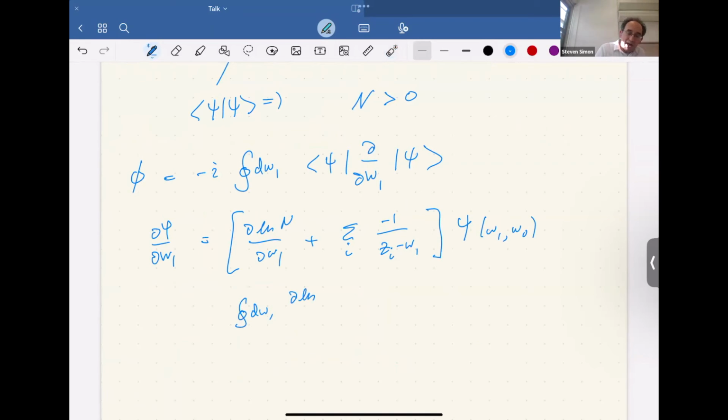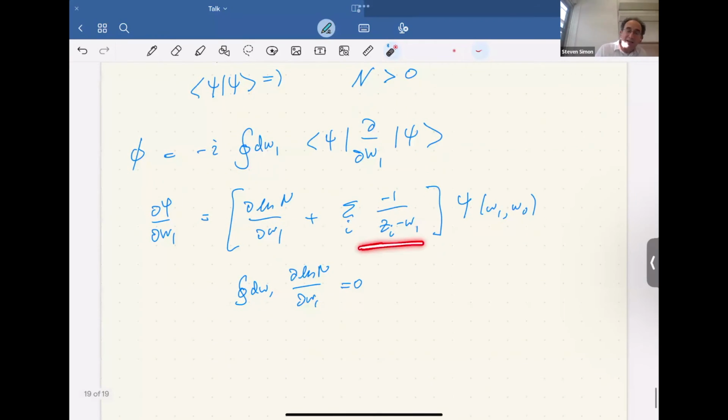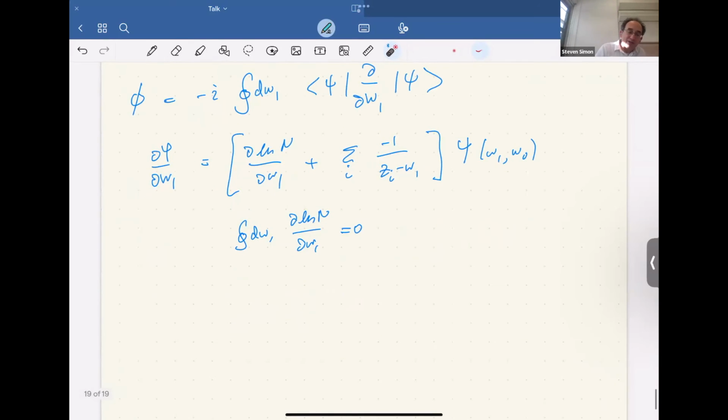Okay, now the integral dW1 of d log n dW1 is actually going to be just 0, because this is a positive definite number. It comes back to the same result at the end of the path that it is at the beginning. It's an integral of a derivative, so it's going to give me 0. This one has a singularity in it, so it's going to give me something interesting. So I have to be a little careful. So let's write this out.